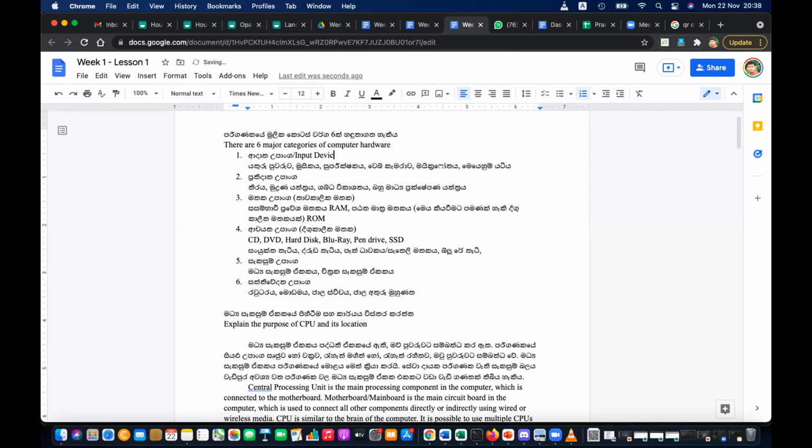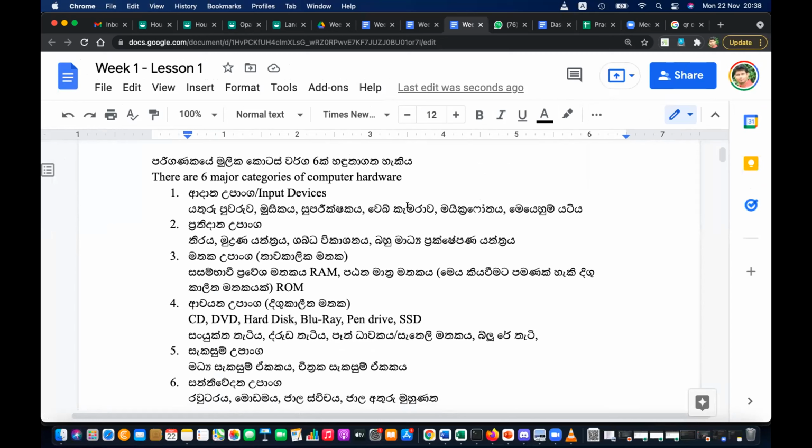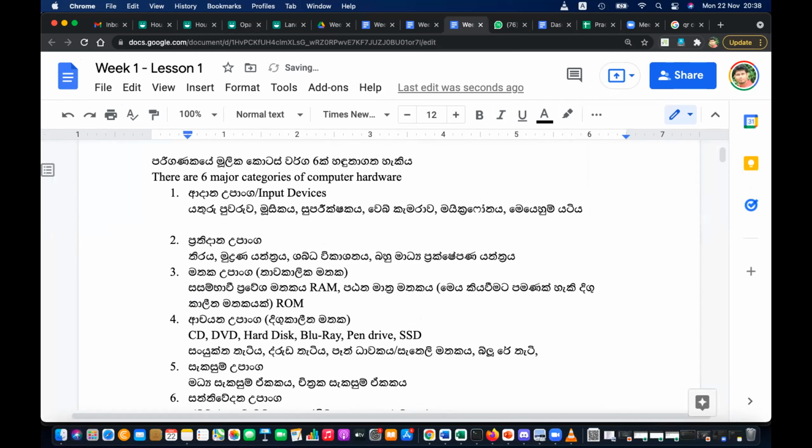It is fine if you write this down now. So those who got the note or those who have not received the note, both can write this if you have not learned that. Okay, the input devices, for example: keyboard, mouse, scanner, webcam, microphone, joystick. Those are input devices.